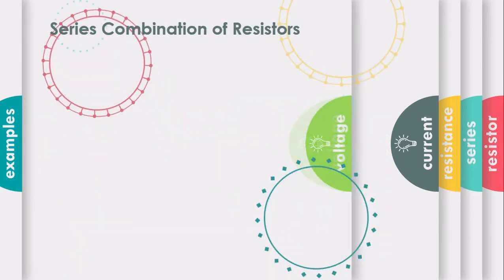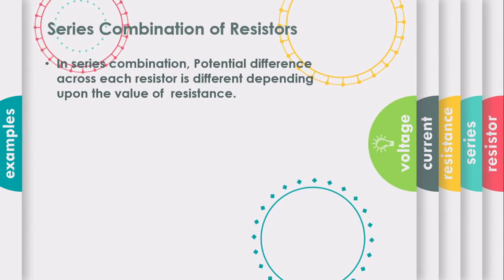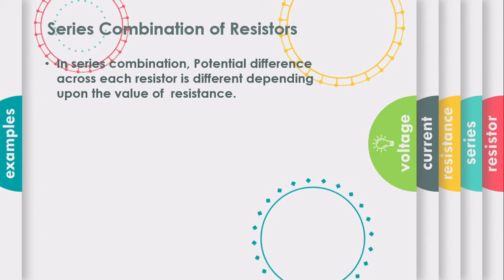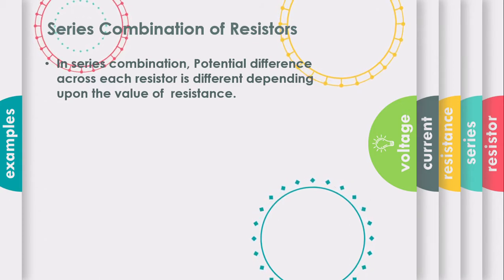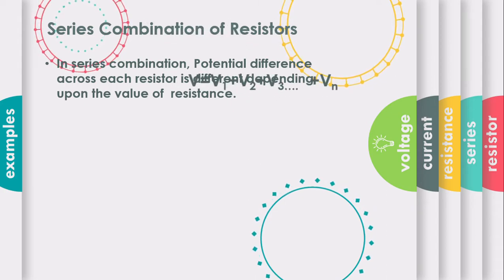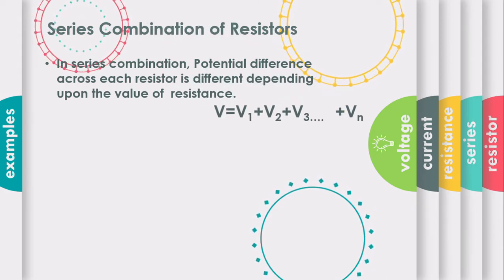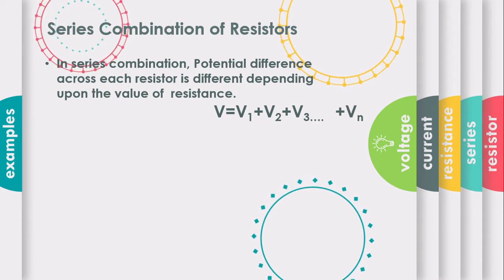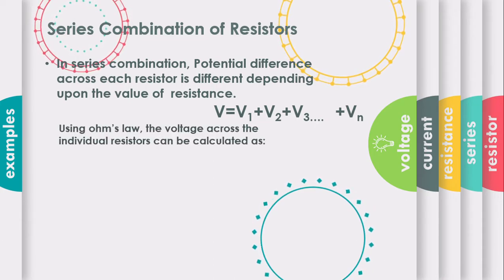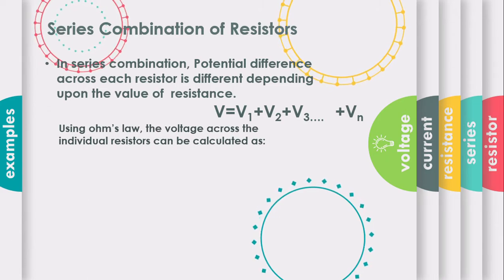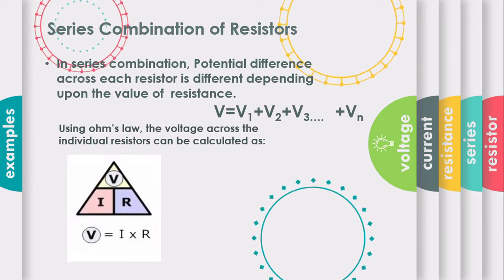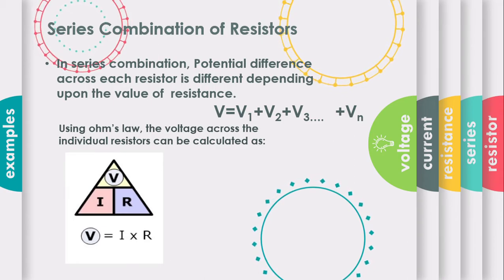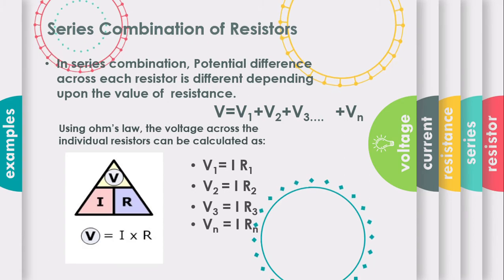And for the voltage across each resistor connected in series, it follows different rules from the series current. We know from the circuit that the total supply voltage across the resistors is equal to the sum of the potential differences across resistor 1, resistor 2, and resistor 3. Using Ohm's law, the voltage across the individual resistors can be calculated as the voltage is equal to the current multiplied by the resistance. And we can also use this formula.